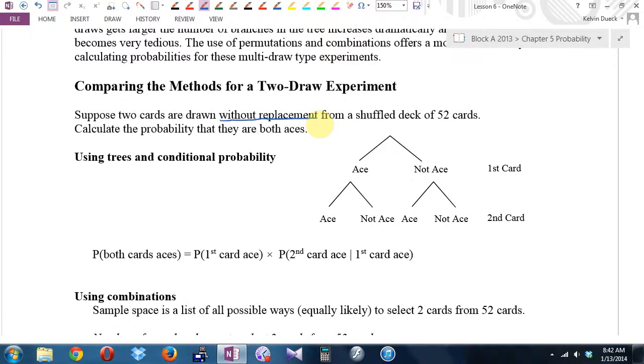I would say, hey, how many aces? In fact, I set the tree up here. Ace, not ace, ace, not ace, ace, not ace. How many aces are there in the deck? 4 out of? Okay, so if I was labeling the branches, I would label this as 4 out of 52, 48 out of 52.